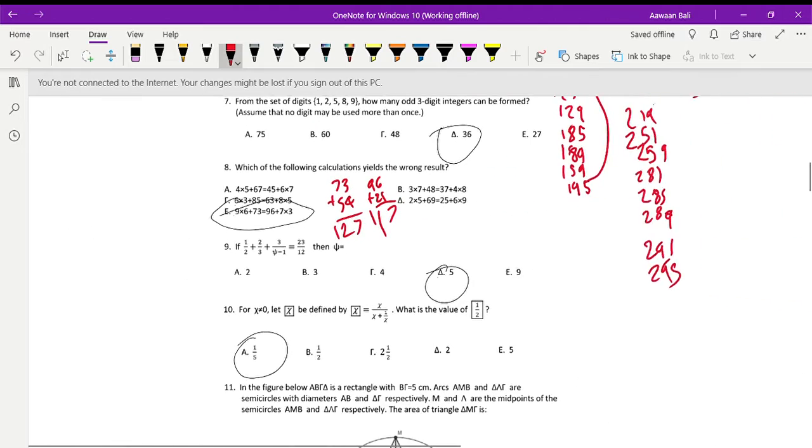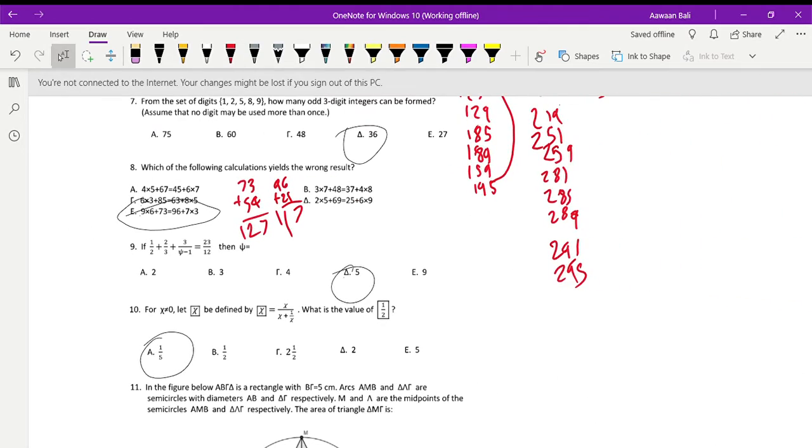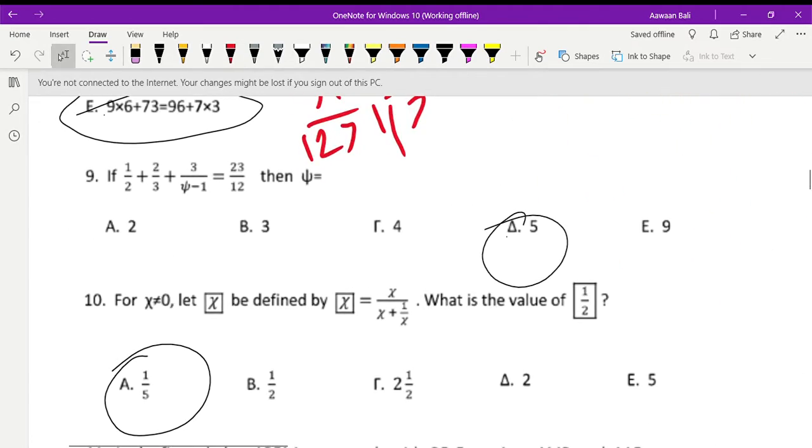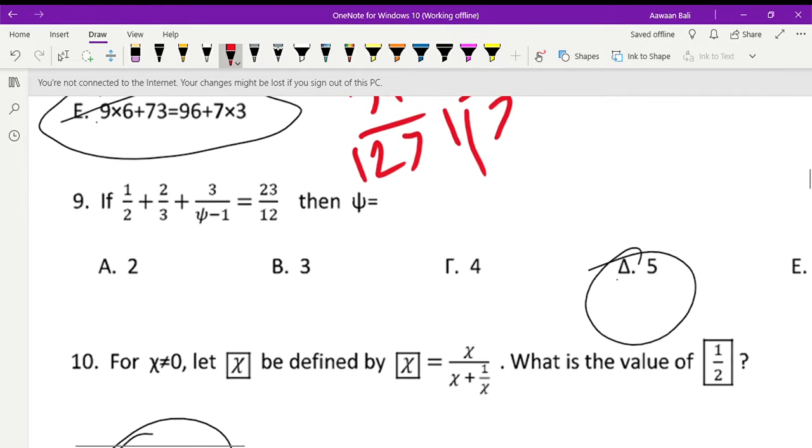We warn that in these kinds of papers, some questions may repeat, so it's better to look at the past papers sometimes. I think this was also one of them, but okay, so let me explain this one.